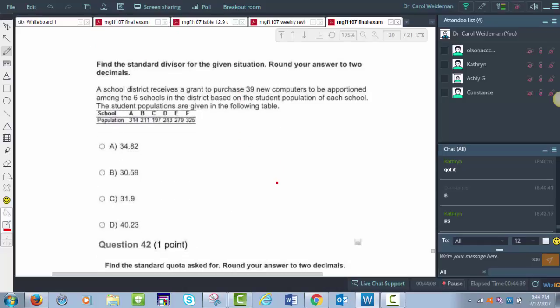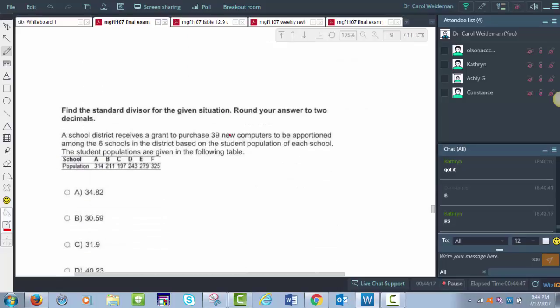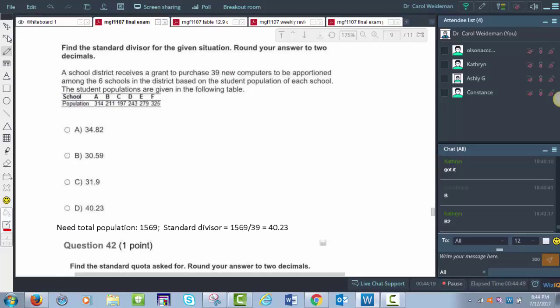Actually, just find a standard divisor. And I think I've got a detailed solution for this one. So how do you find the standard divisor? You need the population total. It wasn't given to us, so I had to add the numbers up. 1569, and then divide by the number of items to be allocated, which was 39, so the standard divisor here is 40.23.